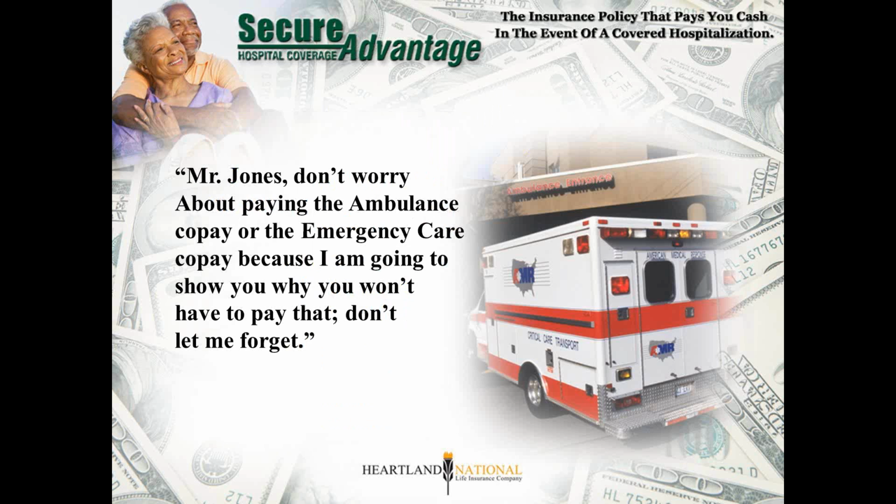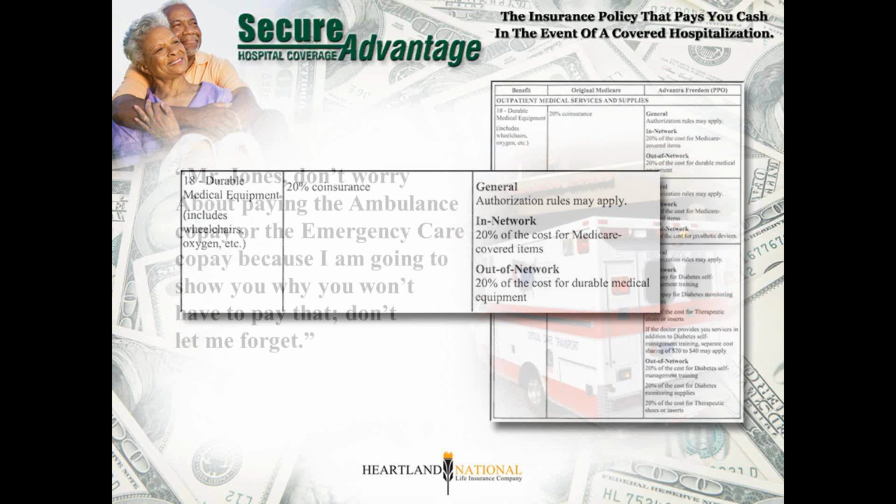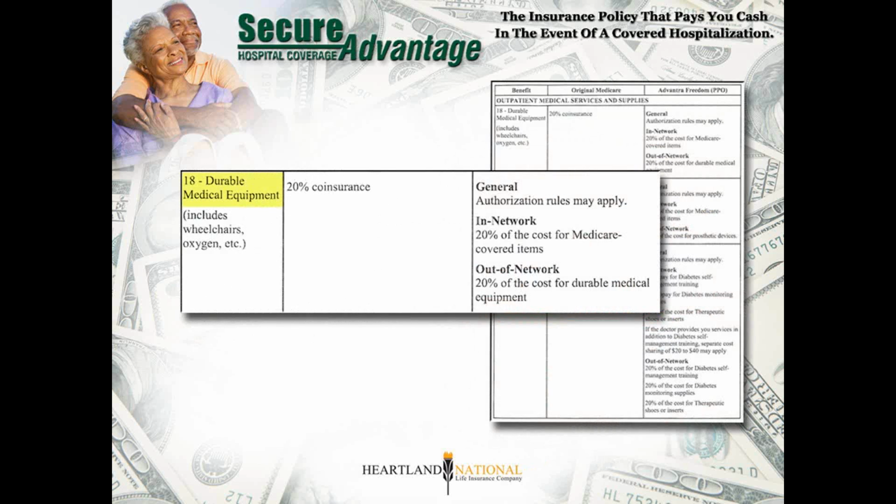Just don't let me forget it, okay? And I go right on through that summary of benefits. When I come to number 18, which is the durable medical equipment, I say to my prospect, now, Mr. Jones, any MA plan out there for durable medical equipment that I've ever seen always charges 20% of what Medicare covered items, what Medicare says the item should be.